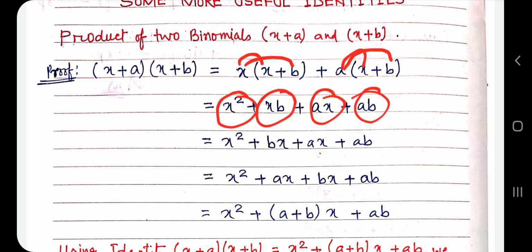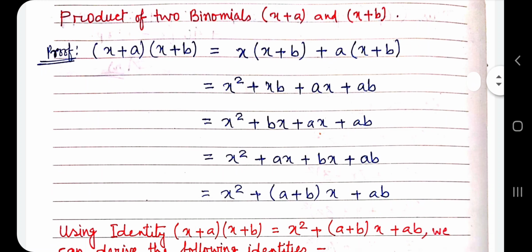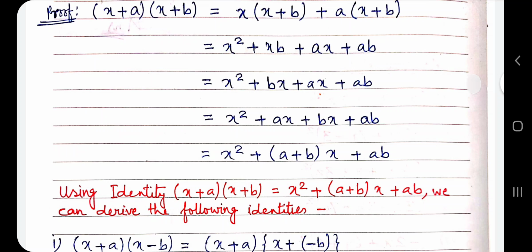Now on simplifying, we get x square plus xb, which can be written as bx, and ax is written here, and plus ab. So this is the simplified form of the above step. Now we can see bx plus ax.